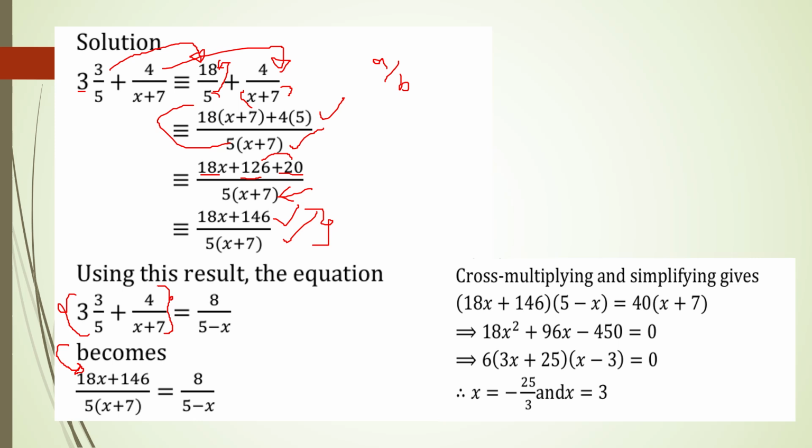Now here, since we're having one fraction this side and we're also having one fraction this side, we just cross multiply. And if you cross multiply, you end up with (5 minus x) into (18x plus 146) being equal to 40 into (x plus 7). Now if you look here, we open up brackets.